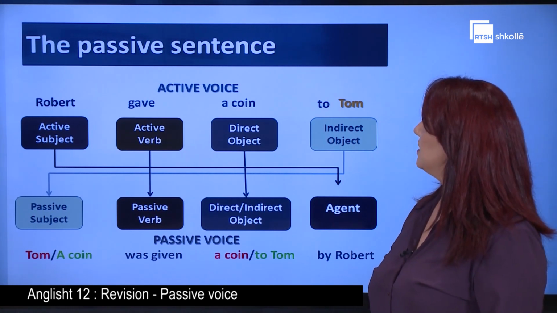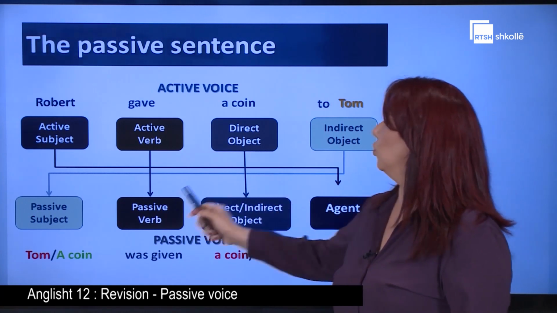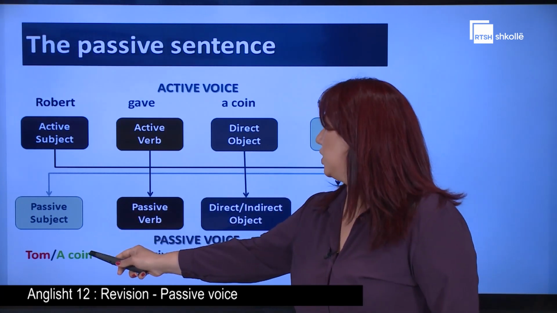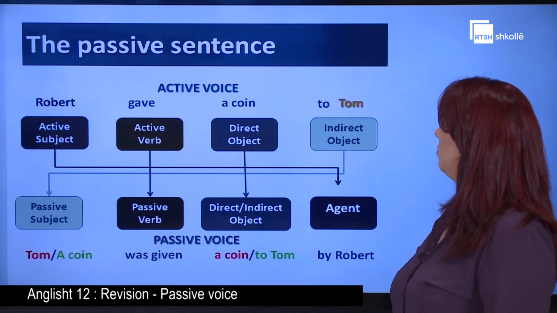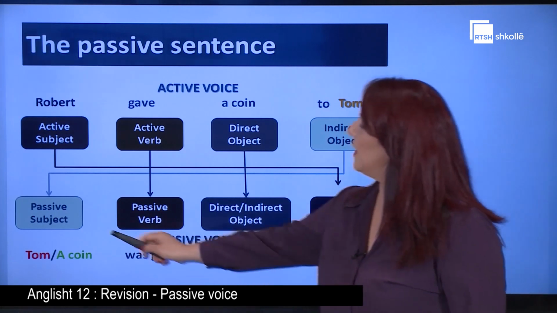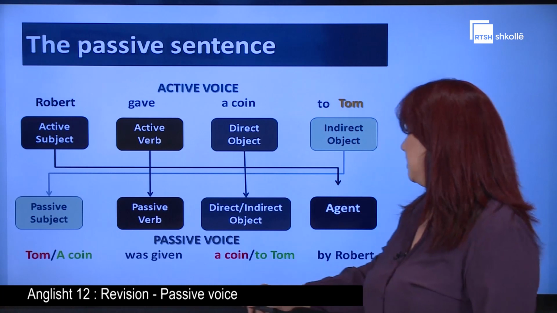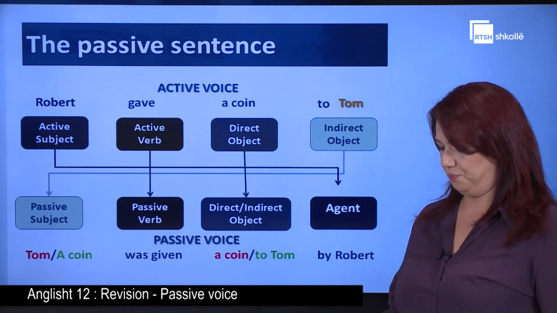If you want to emphasize a coin and turn it from a direct object to the passive subject, you say, a coin was given to Tom by Robert. But if you want to emphasize the indirect one, you make that the subject of a passive sentence. And you say, Tom was given a coin by Robert.